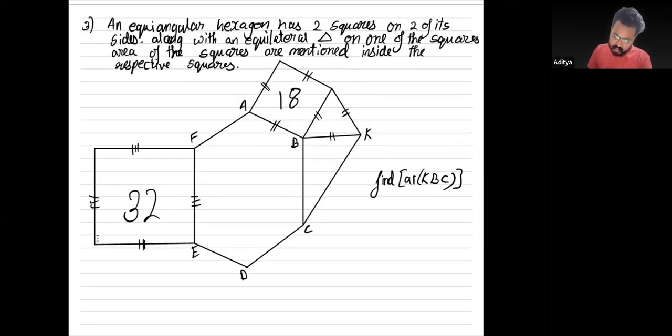Question 3. There is an equiangular hexagon, which means all the interior angles are equal. I'll not tell you what that angle is. Then we have two squares on sides AB and FE with the areas 32 and 18 mentioned inside the squares. There is also an equilateral triangle over here. Now figure out the area of triangle KBC.